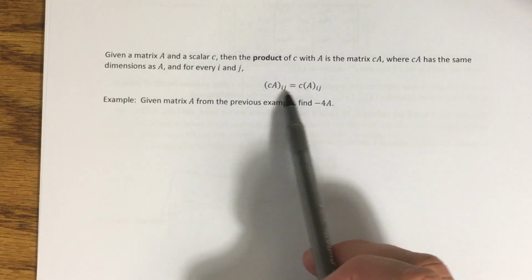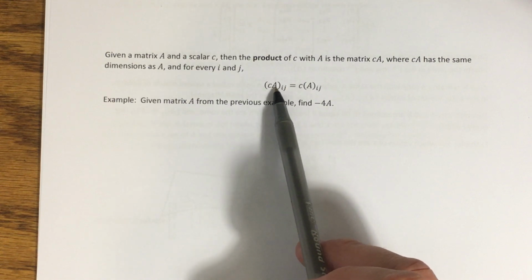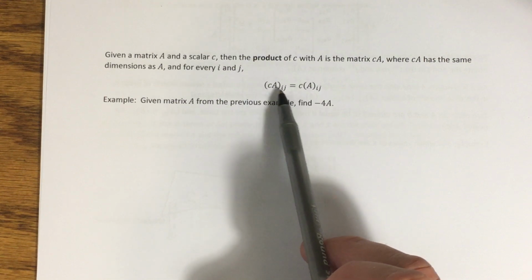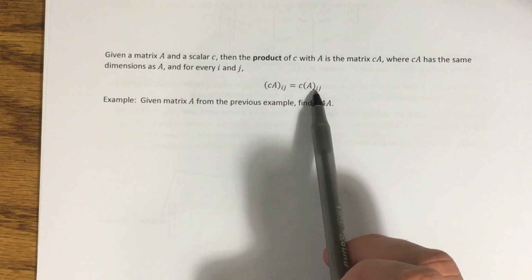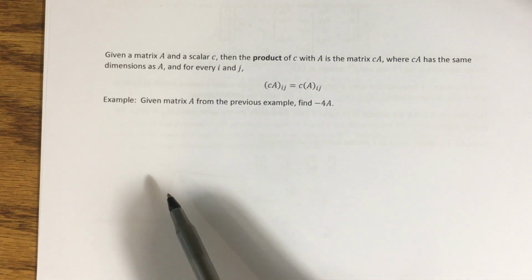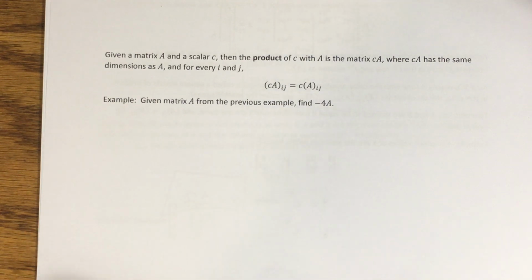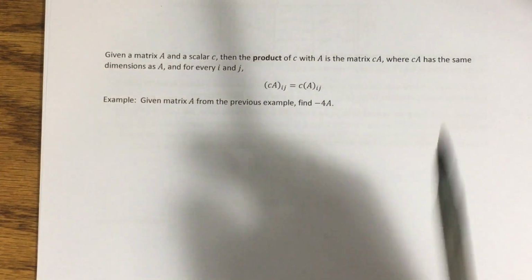This is the notation for it. So CA, everything that appears in parentheses is the name of a matrix. The matrix CA, its ijth entry is going to come from multiplying the ijth entry of A by the scalar C for every i and j. In other words, if I have a matrix A and I multiply it by a scalar, it's just the same thing as multiplying all of its entries by that scalar.